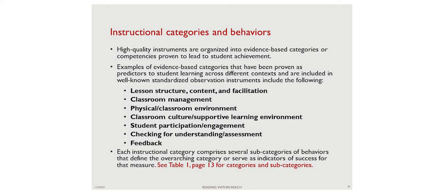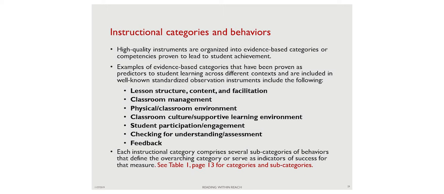And not necessarily all within the context of a lot of early grade reading programs that we're working in are focused. The important thing to consider is that classroom observation instruments should consist of categories that have been proven for the setting you're working in, if possible, and that each instructional category consists of behaviors that can serve as indicators of success.